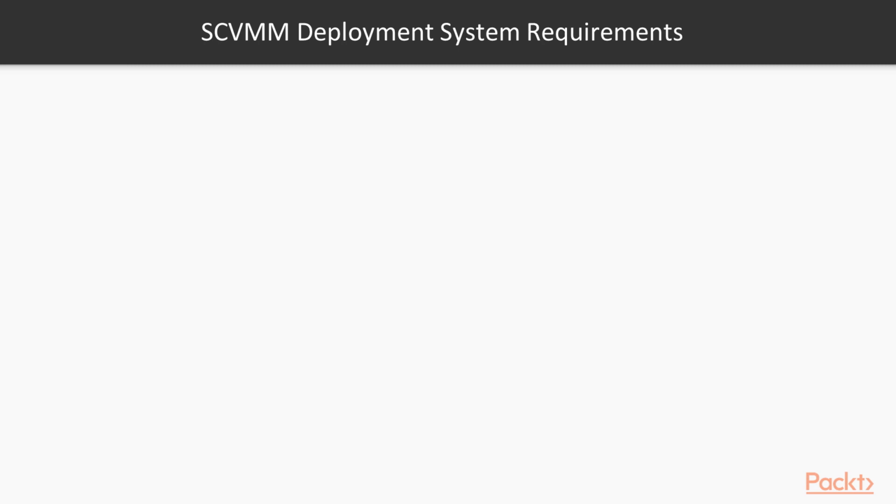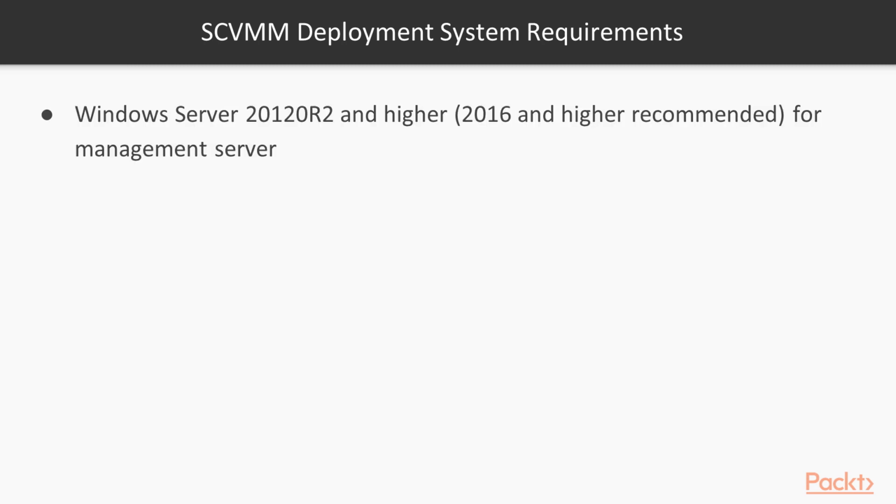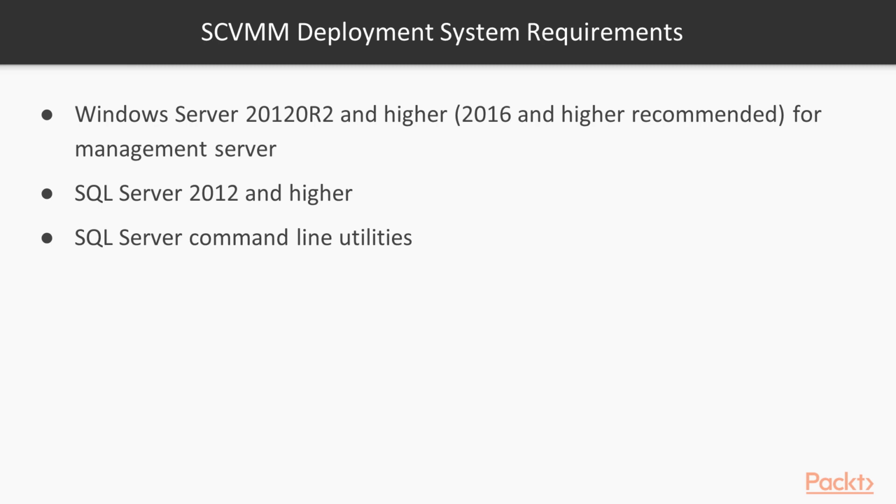To deploy VMM, you need at least one Windows Server 2012 R2 or higher, obviously with the recommendation to go to 2016 or 2019 for the management server, with SQL Server 2012 or higher. And you need a couple of extra utilities like the SQL Server command line utilities and the Windows ADK. ADK is actually needed for the bare metal provisioning of Hyper-V hosts. So even if you don't want to use that feature, you still need the Windows ADK. The VMM installer will warn you when it's not available.